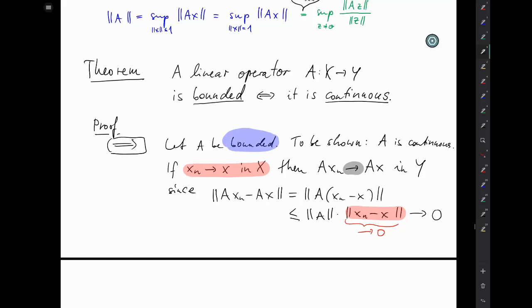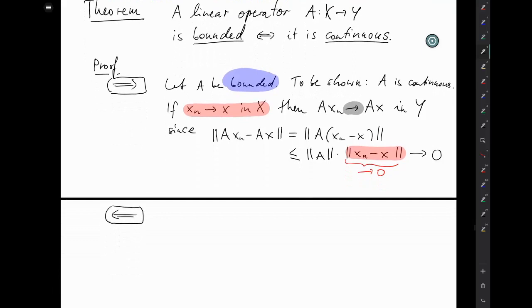So as I said, that was the easy direction. For the other direction, we need some more clever thinking. Well, let's start by writing down what we have to do. So let A be continuous, and this time we have to show that A is bounded. Okay, and if you think about it for a while, then maybe you get the following idea. You start with an indirect proof. So you say, well, suppose it's not bounded.